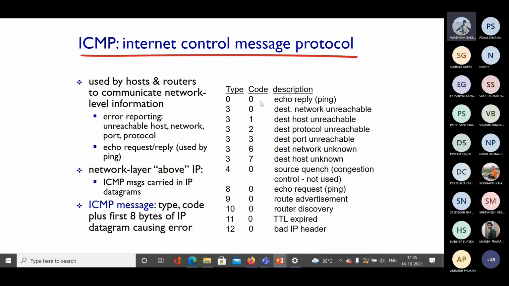So let's see the type and code. This is a pair, right? Type and code pair. If they are both 0, then it's an echo message or a ping message. If the type is 3 and the code is 0, then the error message is that the destination network is unreachable. Similarly, you will have all of these different type and code pairs, which represent the different errors that can be communicated with the help of ICMP messages.